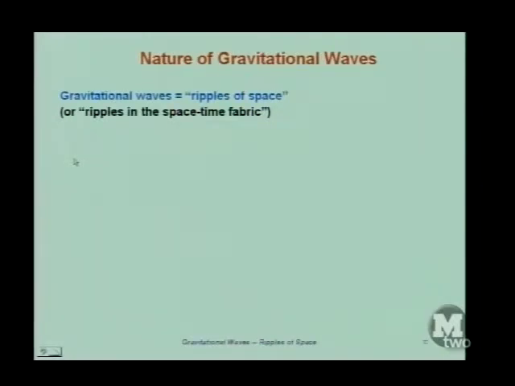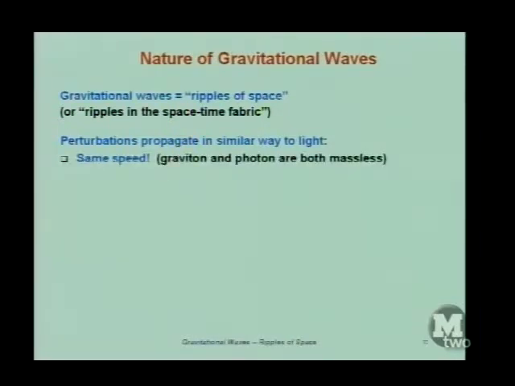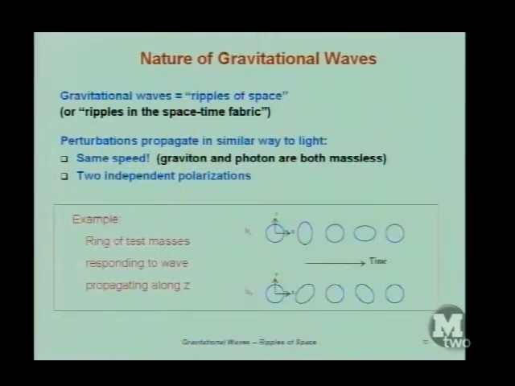Okay, and let me talk about how waves actually propagate. What are gravitational waves, after all? Well, we say that they're ripples in space-time fabric. Their perturbations propagate in a way that's very similar to that of light. They move at the speed of light. Another way of saying that is that the graviton and the photon are both massless. They have two independent polarizations, and to understand that, let me draw a diagram for you.